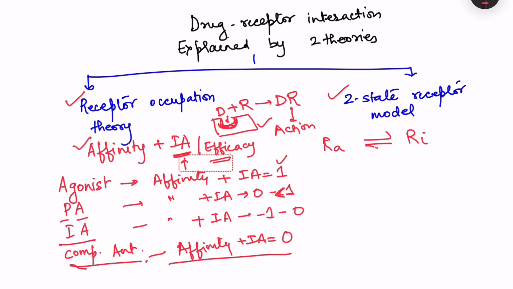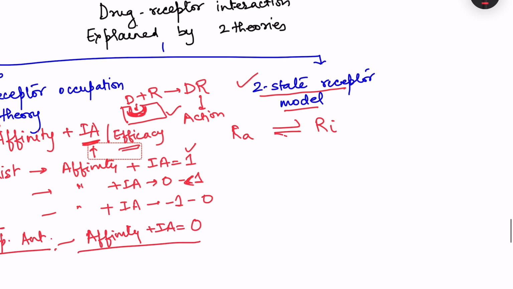Okay, so this is the first theory, that is the receptor occupation theory, which mainly talks about the affinity and intrinsic activity. Now second theory is the two-state receptor model. According to this theory, the receptor exists in two states, that is the activated state, that is Ra, and the inactivated state, that is Ri. And normally these two states are in equilibrium. Okay, equilibrium doesn't mean that both are present in the same concentration. At equilibrium, at rest, normally most of the receptors are in inactive state.